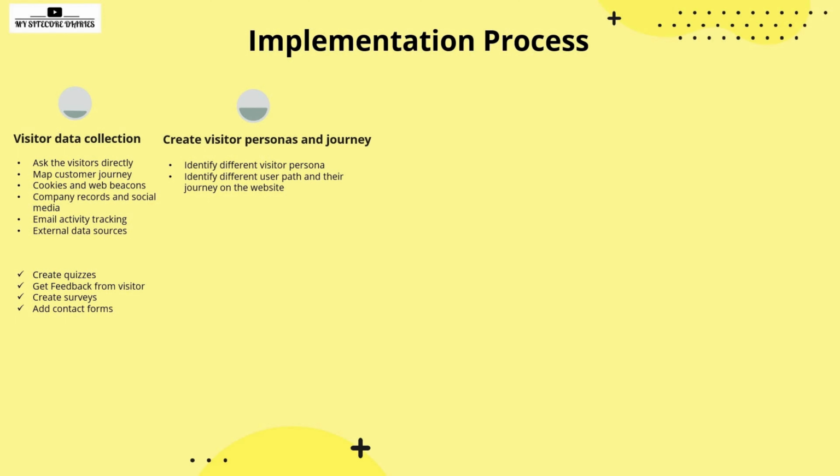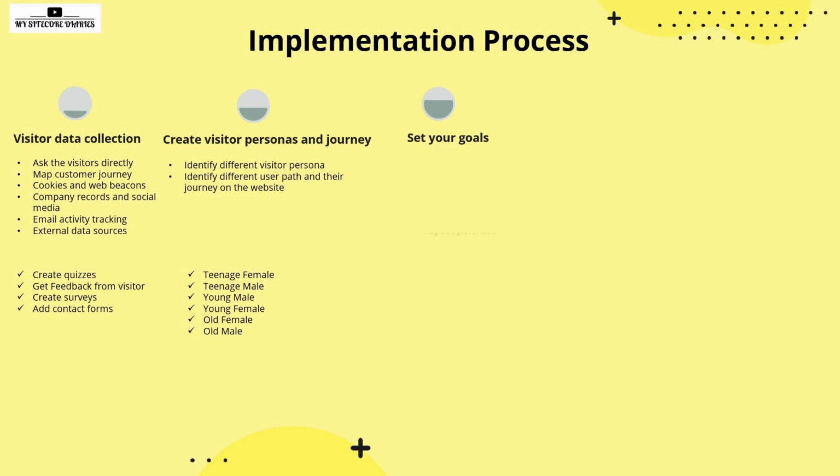Then you have to identify the different user paths and their journeys on the website. Depending on your persona, the way the user navigates through the website can change. Their journey can change. So it is important to identify that before you start the personalization. The personas can be, for example, teenage female, teenage male, young female, old male. So you can have different products for teenage females, different products for teenage males, different products for young males. Similarly, you have different kinds of personas. So the second step is create visitor personas and journeys.